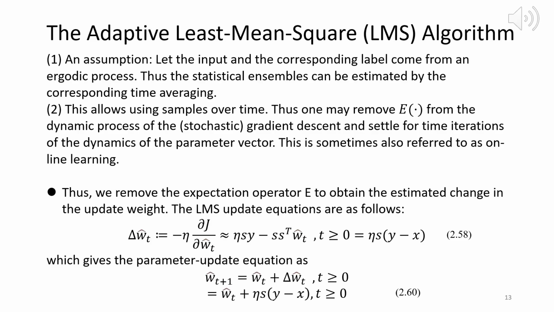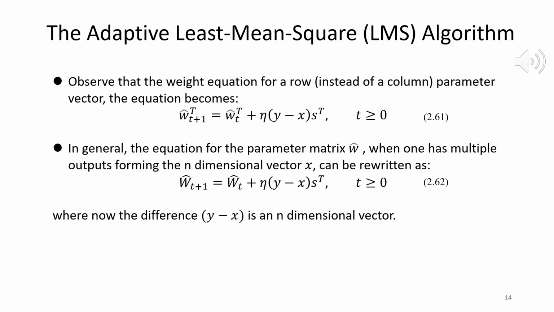After removing the expectation operator from equation 2.55, equation 2.55 can be rewritten by equation 2.58, which gives the parameter update equation as shown in equation 2.60. If we view the weight vector as a row vector, that is, taking the transpose of the original weight vector, equation 2.60 can be rewritten as equation 2.61. In general, the parameters of a neural network are a matrix, denoted by W hat. And we have multiple outputs, that is, x is a vector. Then equation 2.61 can be rewritten as equation 2.62, where now the difference y minus x is an n-dimensional vector.